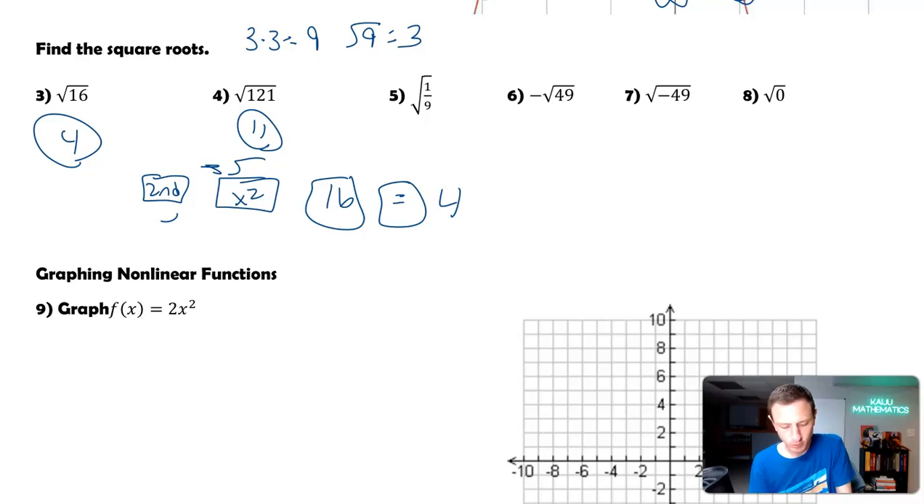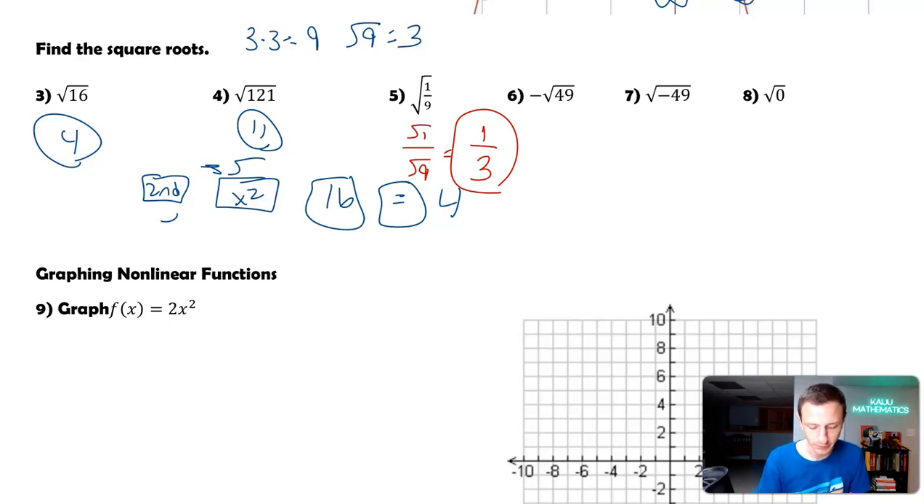Number 5, square root of 1 over 9. Whenever we're taking the square root of a fraction, we could take the square root of the top divided by the square root of the bottom. So the square root of the top is the square root of 1. 1 times 1 is 1, so it's 1. And then square root of 9 is 3, because 3 times 3 is 9. So the principal square root there would be 1/3.